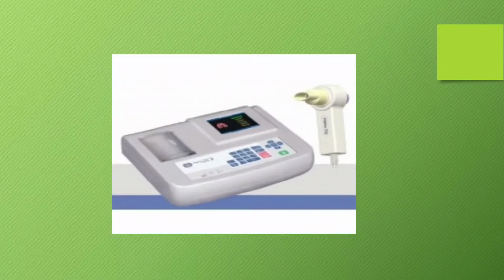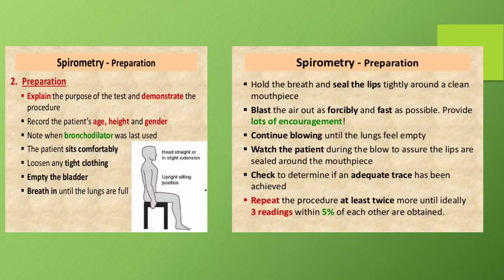Now, this is a spirometer machine, and this is how we prepare the patient. We first explain the purpose of the test and demonstrate the procedure to the patient. We record the patient's age, height and gender. We note when the bronchodilator was last used. The patient sits comfortably, usually we perform it in the sitting posture, with loose clothing and an empty bladder. Then breathe in until the lungs are full.